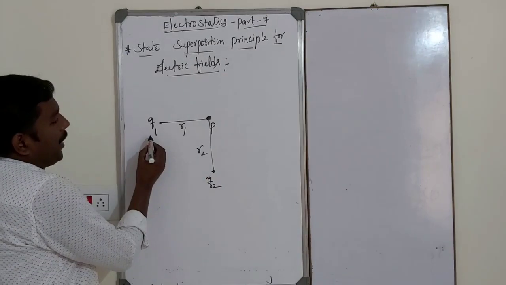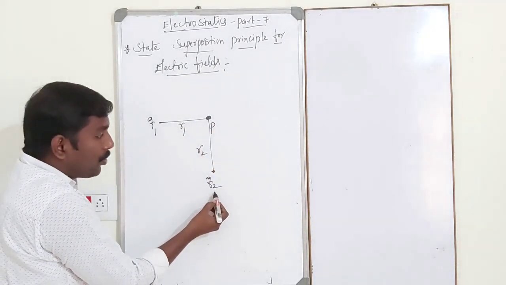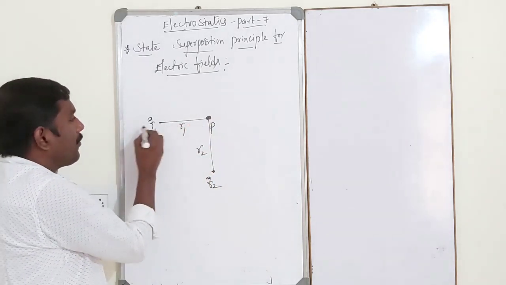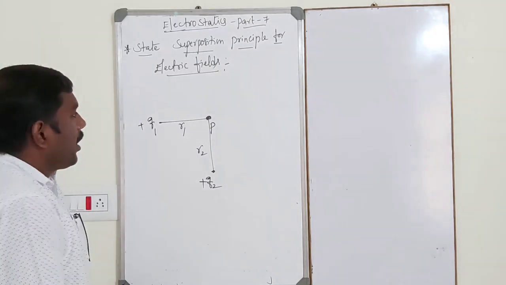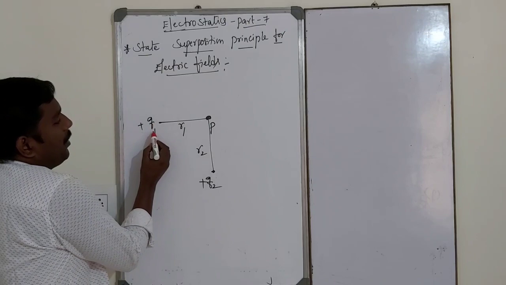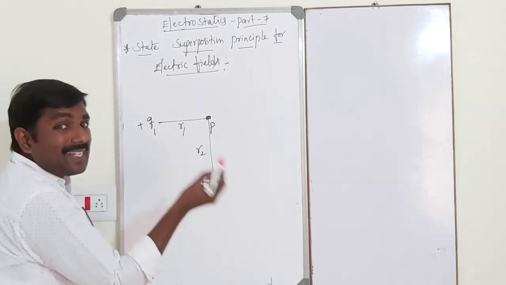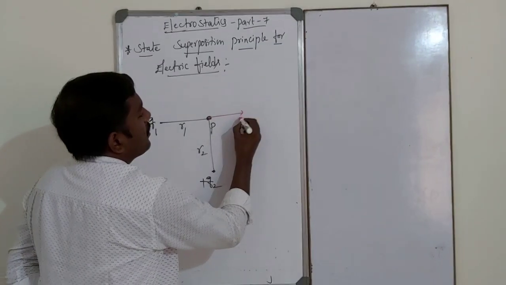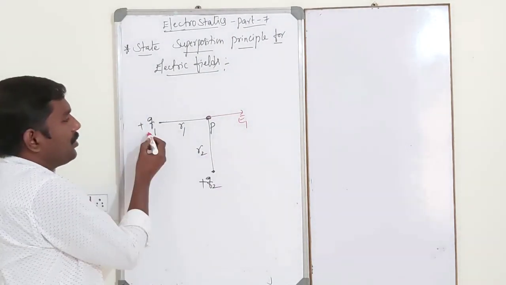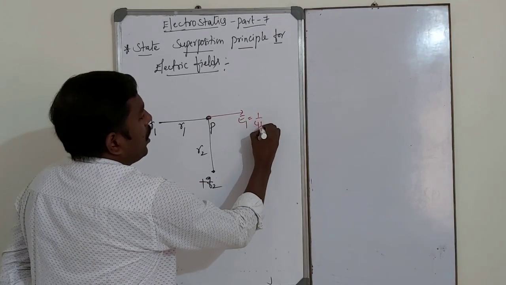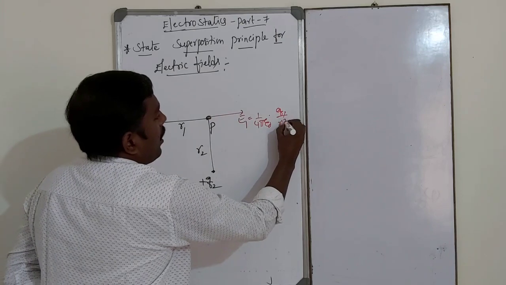Okay. Because of charge Q1, electric field will be produced at P. Similarly, because of Q2, electric field is also produced at P. Of course, these two are positive charges. I will take positive charges. See, dear students, because of positive charge Q1, electric field will be produced at P. What is the direction of electric field? Like this, E1. What is the value of E1? Due to this charge, E1 equals 1 over 4 pi epsilon naught, Q1 by R1 square.